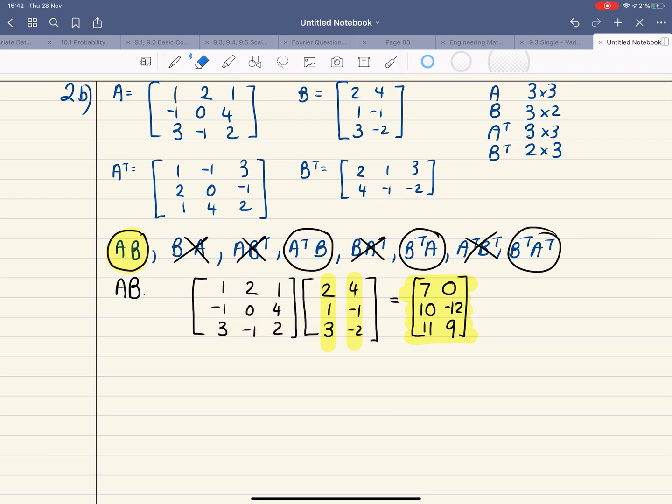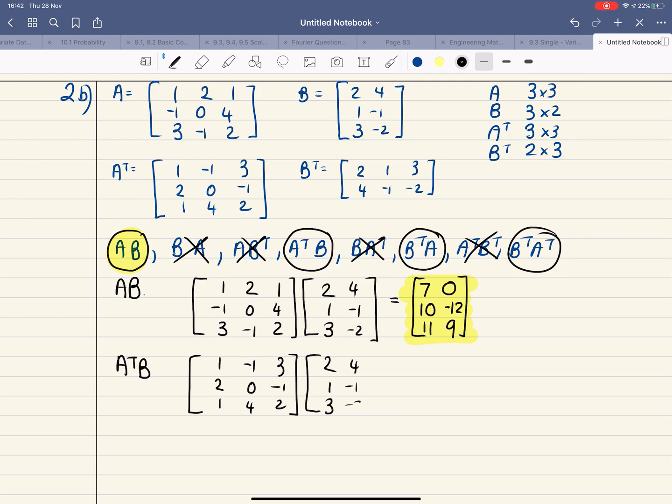Let's remove these bits. Okay, and the next one that we need to do, A transpose B, which is 1, 2, 1, minus 1, 0, 4, 3, minus 1, 2, times B, 2, 4, 1, minus 1, 3, minus 2.